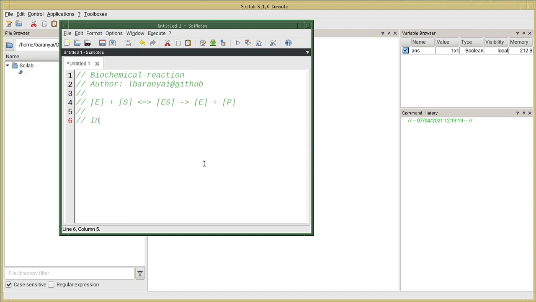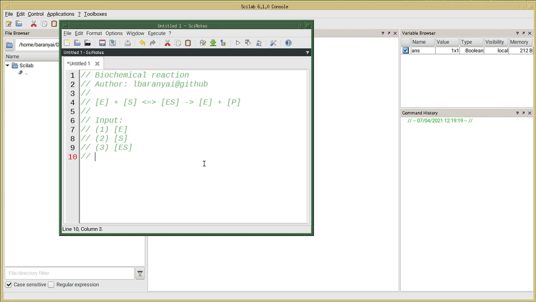calculation, and the input of the function must be on first place the enzyme, and second place will be the substrate, the third what we need is the enzyme substrate complex. These are concentrations, so the amount of the given material. And what we need more, we need kinetic constants.